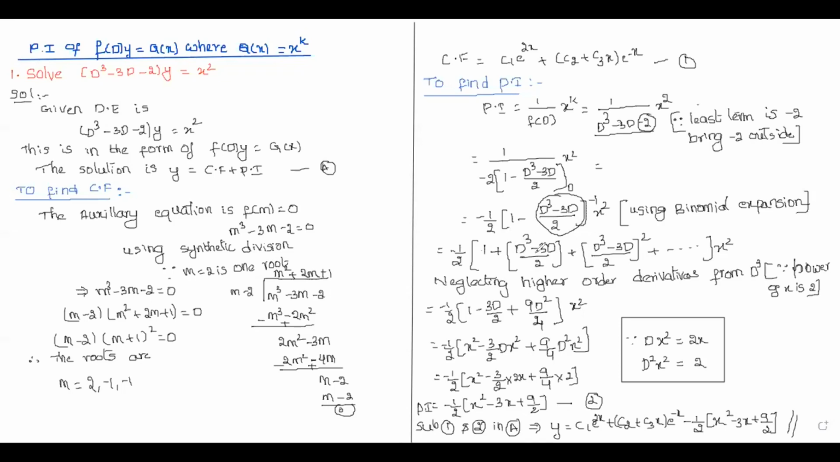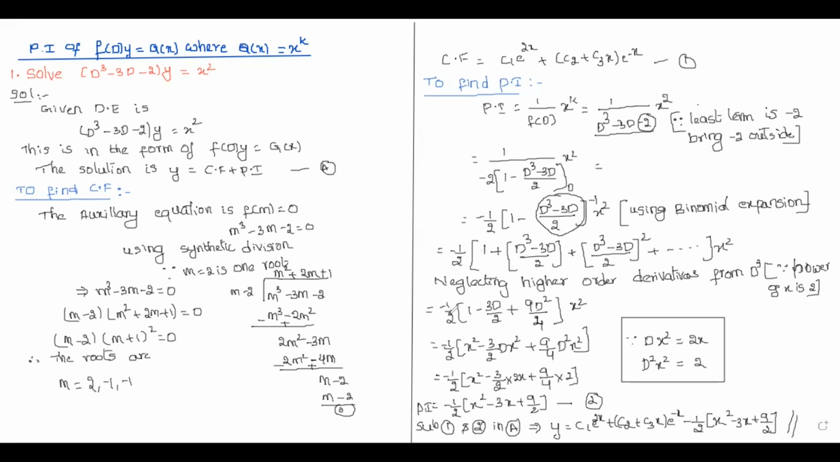So 1 plus (d cube minus 3d by 2) plus (d cube minus 3d by 2) whole square plus and so on, into x square. So after writing this, we have to collect only the terms up to the power of our x. So the power of our x is 2 here. So you have to take up to only d square. Higher order derivatives from d cube should be removed. So neglecting higher order derivatives, from d cube we should not take any derivative.